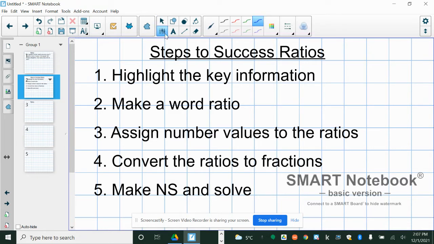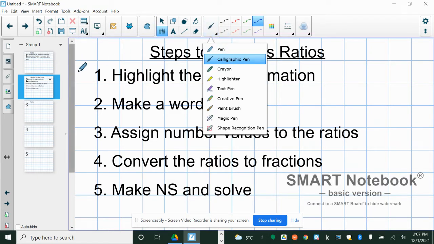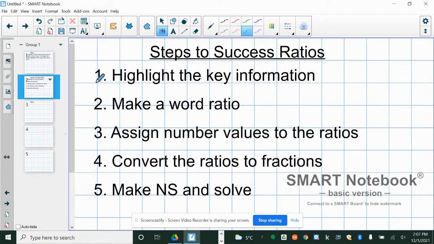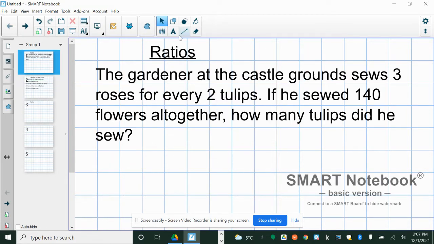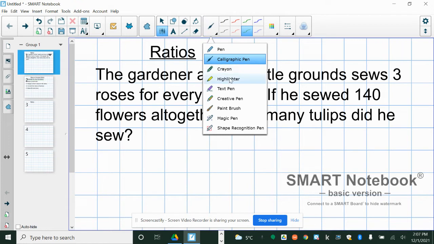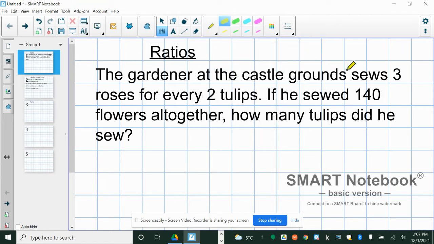The first step to success says highlight the key information. So, quite ironically, I am going to underline that step and I'm going to go back now and actually start to highlight the key information in the words or the sentences that we have been provided with. The gardener at the castle grounds sows 3 roses for every 2 tulips. I think it's quite important to understand there's 3 roses and then for every 2 tulips. So what I should be starting to see or notice is there's a ratio here. There's a comparison. If he sowed 140 flowers altogether, how many tulips did he sow?